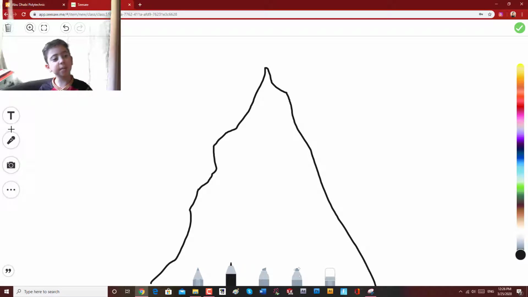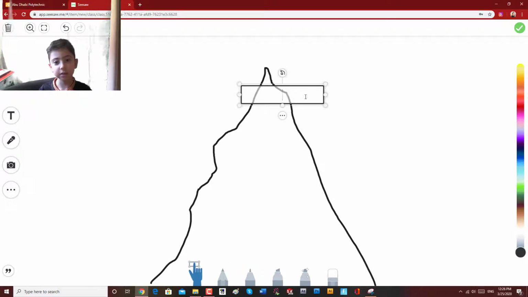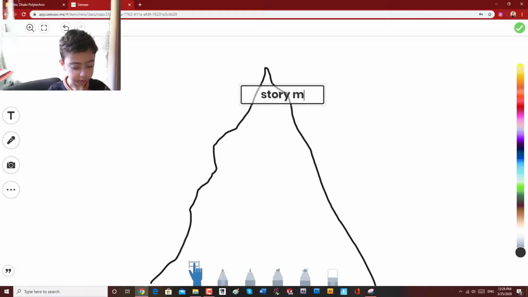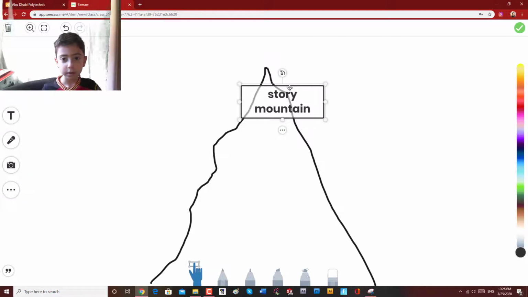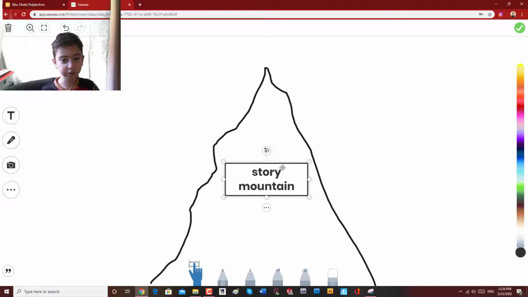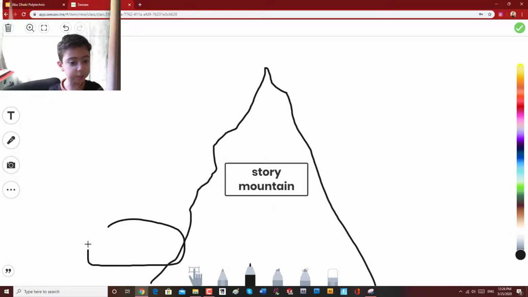And also, the thing I like about Seesaw is that it has text. So for example, story mountain. Now I get to move this over here. So we're going to be drawing beginning, middle, and end. But since we are very smart, we're going to be drawing build up as well.